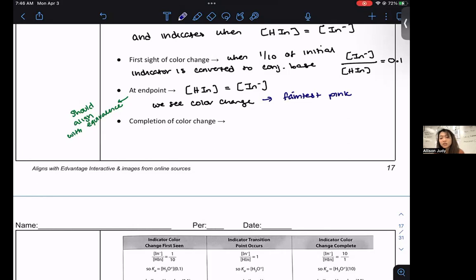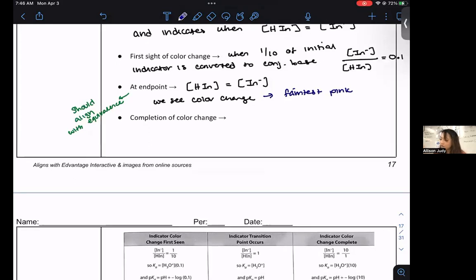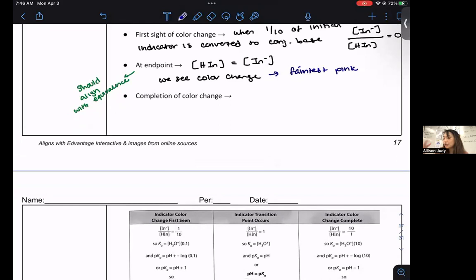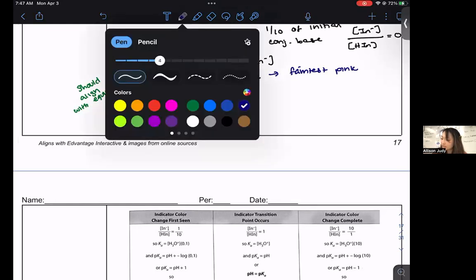Endpoint is the indicator's terminology for it because it's specifically talking about the color change of the indicator, but equivalence is the angle that we really care about, which is the titrant and the analyte having reached stoichiometric neutralization. Okay, but we often say that it's when we see the faintest of lasting color change, which is usually a pink color. Okay, and then we can continue to add more of the titrant, and what you'll see is that we kind of blow past neutralization and we get a deepening of the color in the indicator.